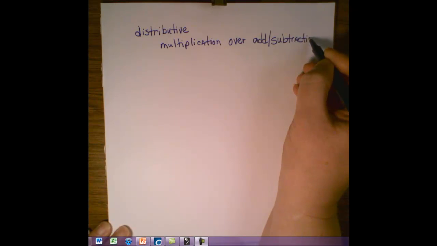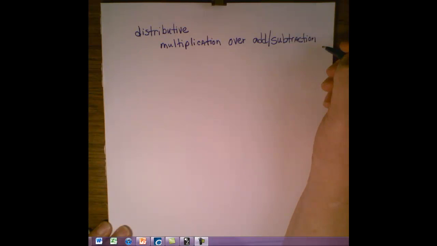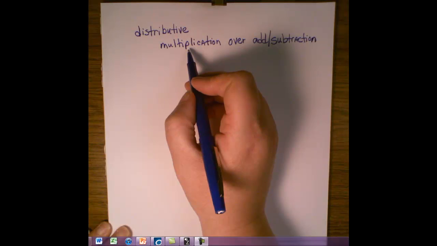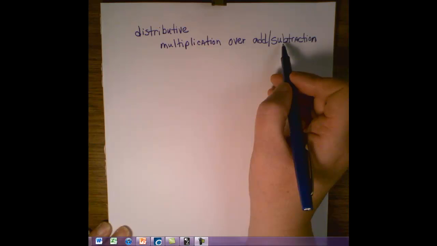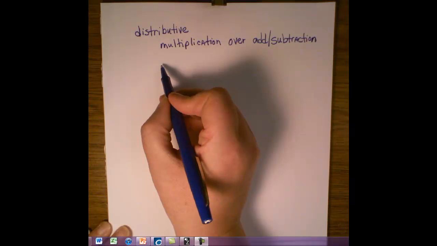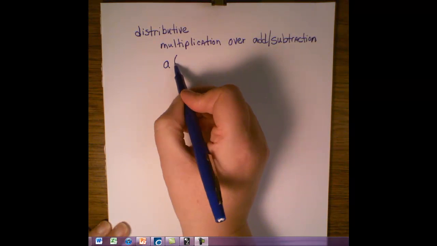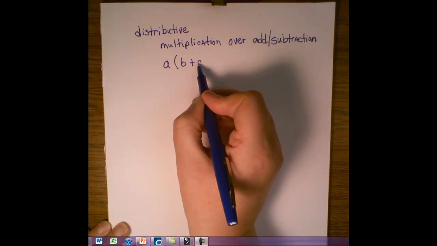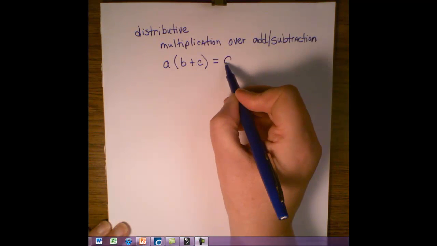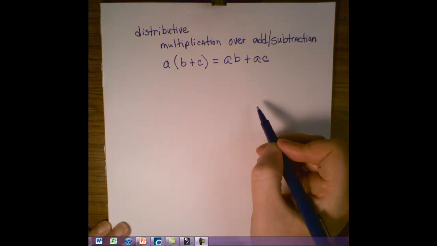Distributive property does not apply to a problem that has just multiplication. It does not apply to problems with just addition and subtraction. It's a combination of the two. If you look it up in the book, it'll put an A, and then a B, and a C, and then an equal, and it'll say AB plus AC. That's the way it's presented.